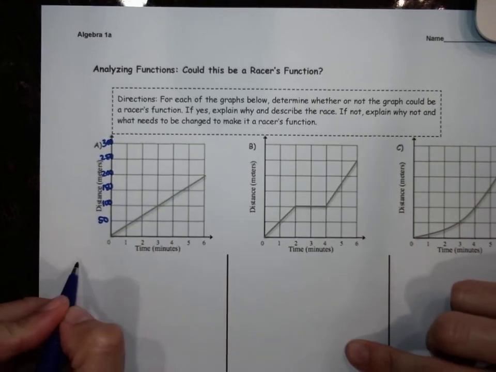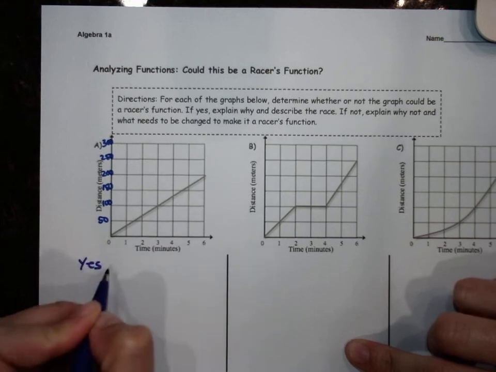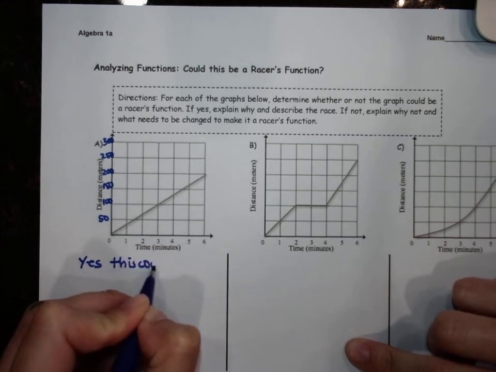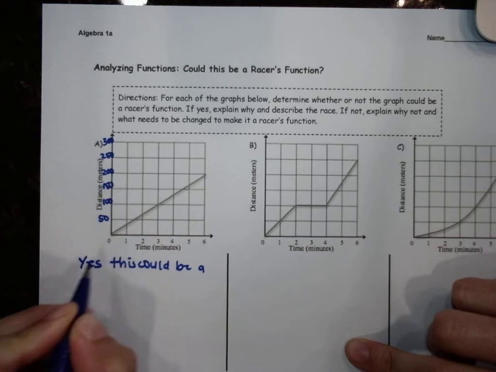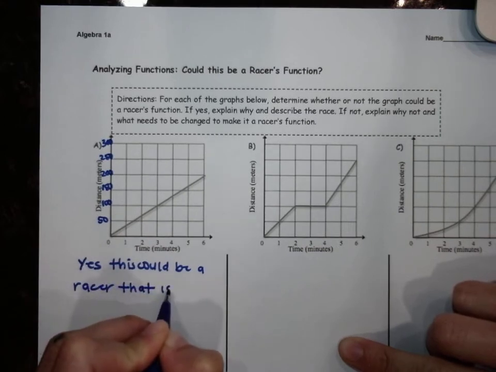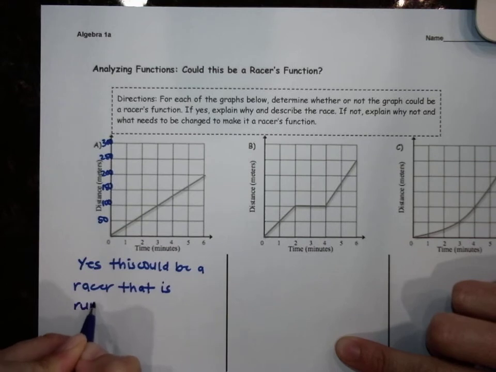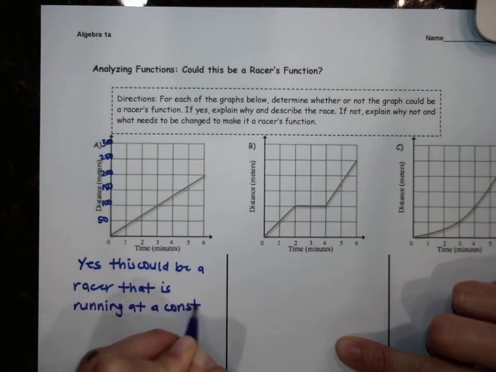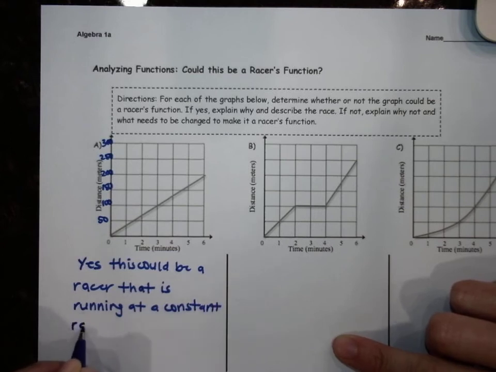So yes, this could be a racer that is running at a constant rate the entire race.